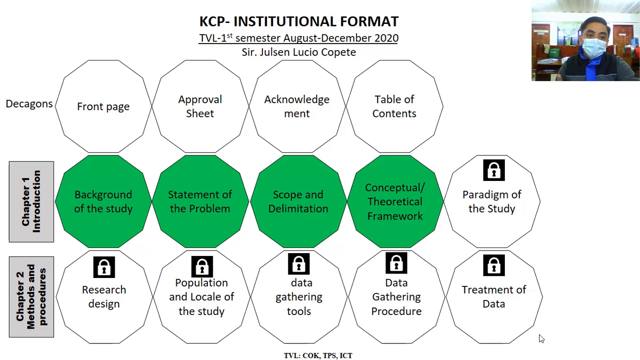Again, the background of the study is individual. The SOP or statement of the problem is individual. Now, if we go to the scope and delimitation of the study, that is now per group, including the conceptual and theoretical framework. Per group yan. And followed by the paradigm of the study. And that's another per group yan.